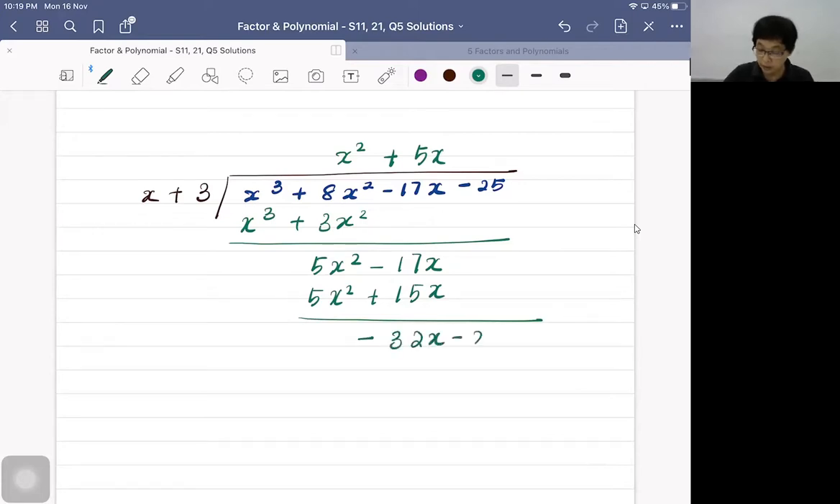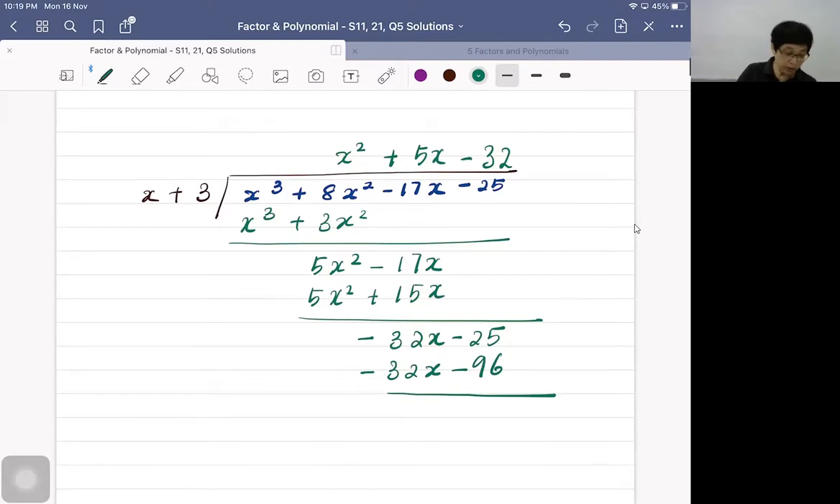we know that you're going to get 32x and minus 25. And let's go to the last division of 32x, then it will result in minus 32x. And then plus that, you're going to get minus 3 times 32 is 96. And so minus 25 minus 96, and that, true enough, gives us the remainder.